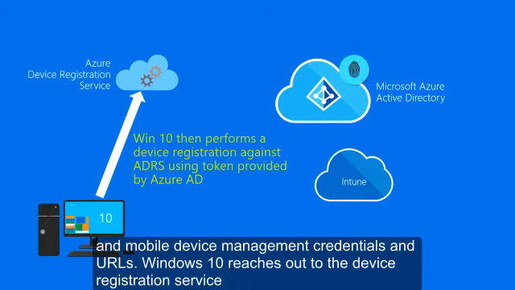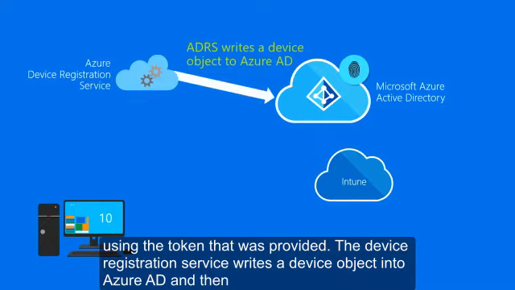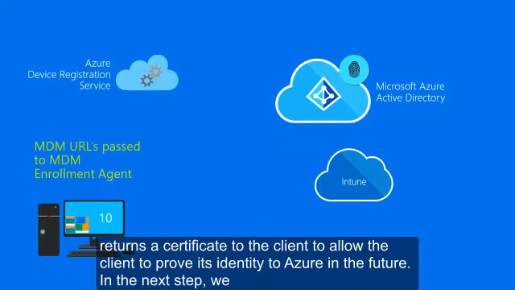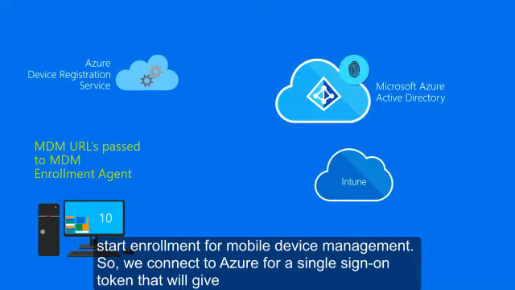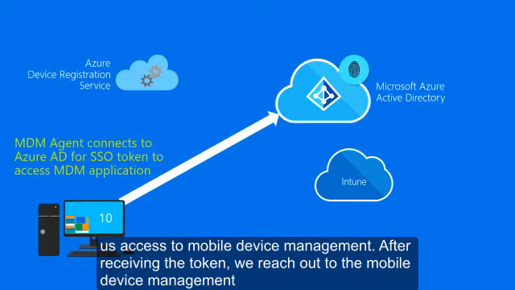Windows 10 reaches out to the device registration service using the token that was provided. The device registration service writes a device object into Azure AD, and then returns a certificate to the client to allow the client to prove its identity to Azure in the future. In the next step, we start enrollment for mobile device management. So we connect to Azure for a single sign-on token that will give us access to mobile device management.